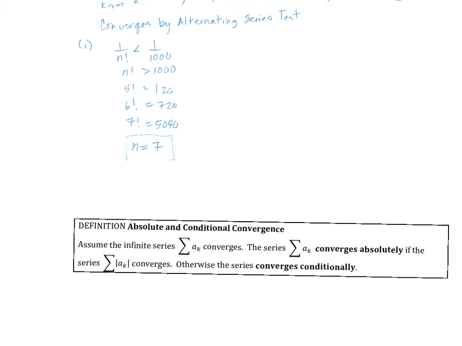So we're choosing n is equal to 7. But remember, that's the number of terms. So if we start at 0, we actually end at 6 when we're estimating the value of our series. And then putting that in your calculator, you should get approximately 0.37.